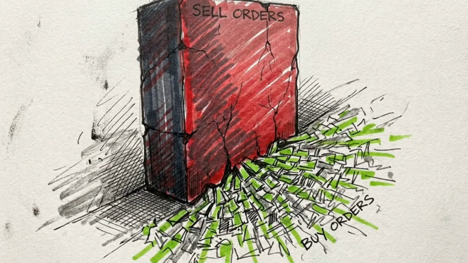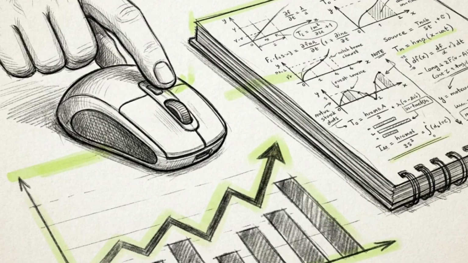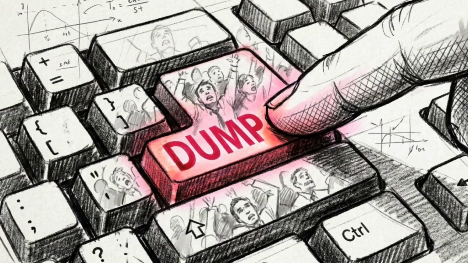They are acting as a wall, absorbing all the buy orders from retail traders and preventing the price from breaking higher. If you treat all high volume as a confirmation of strength, you will buy at the exact moment these large institutions are using that retail demand to exit their positions.